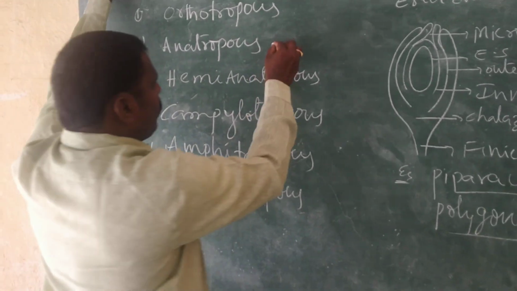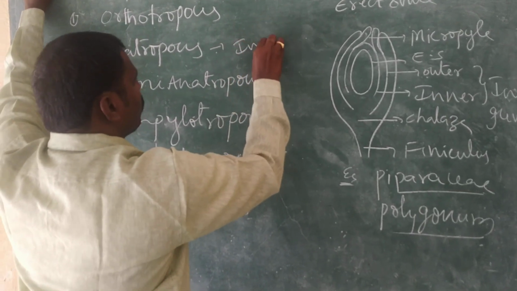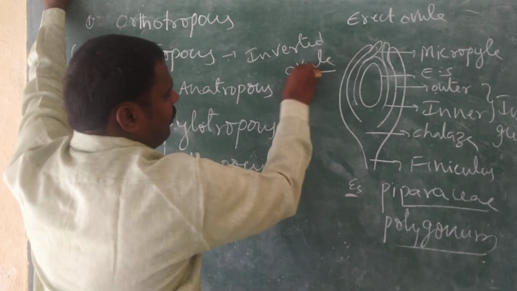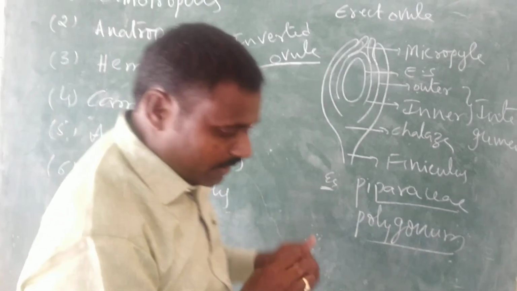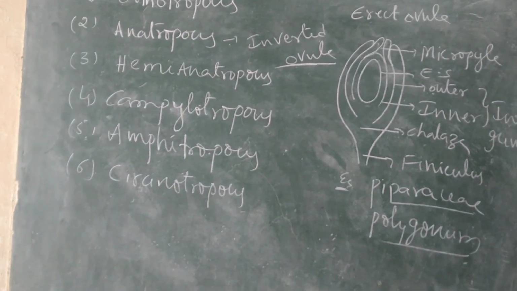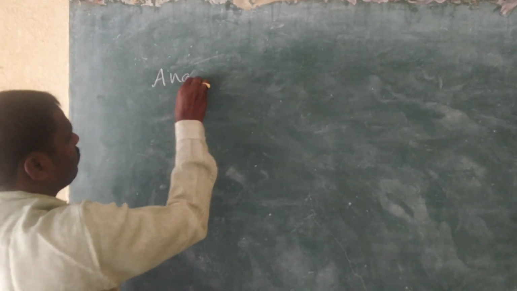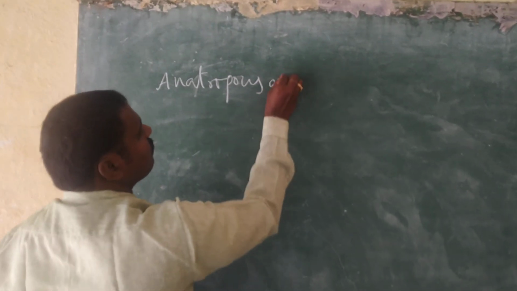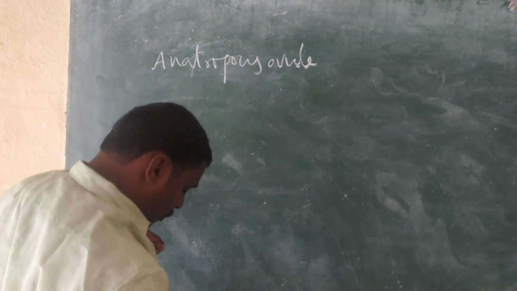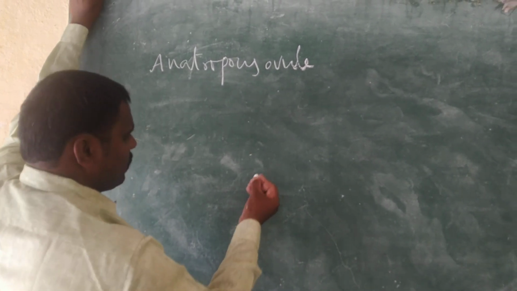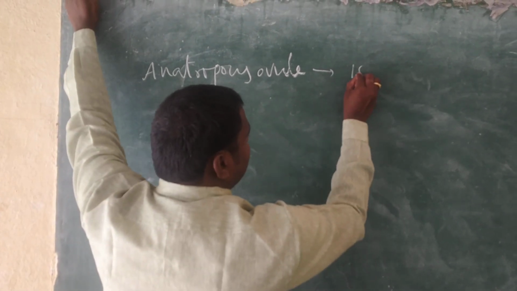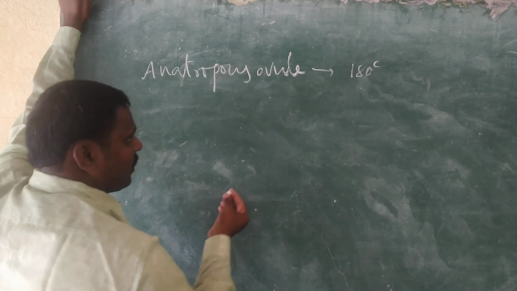Now we will start with another type of ovule, that is anatropous ovule. Anatropous ovules are also called inverted ovules. If we take the anatropous ovule, see, in anatropous ovule, the degree of curvature is 180 degrees.